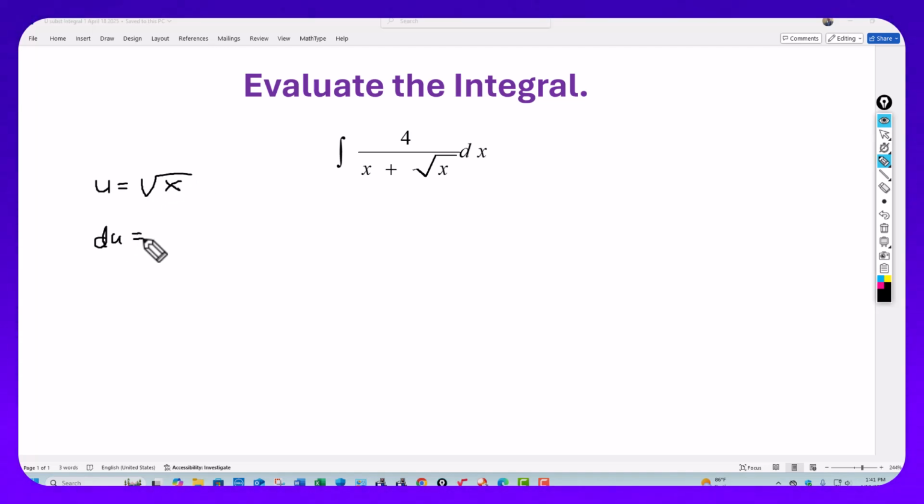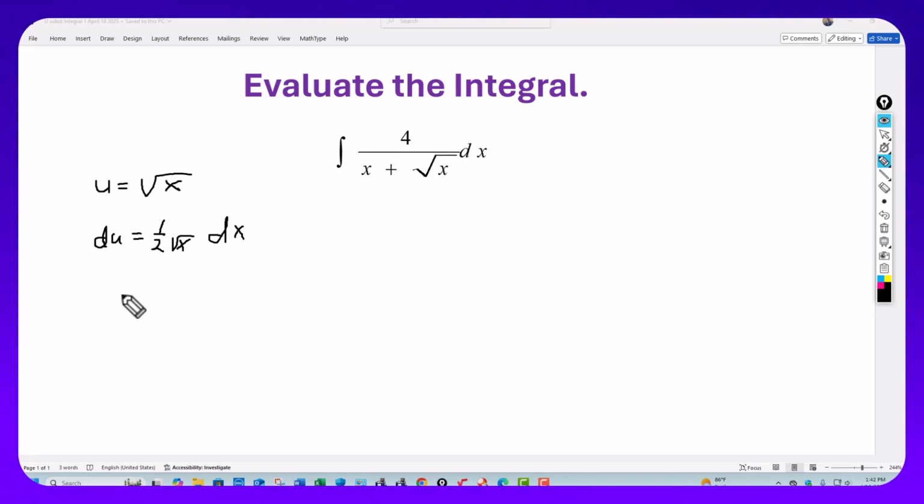Then du would be the derivative of this. This would be the 1/2, and this is x to the 1/2. So taking the derivative, the 1/2 comes out in front, then you subtract 1. That'll give me a negative 1/2, so I'll take that to the denominator, so I'll have the square root of x down here, and then this will be a dx. Then I look to transform this integral in terms of u.